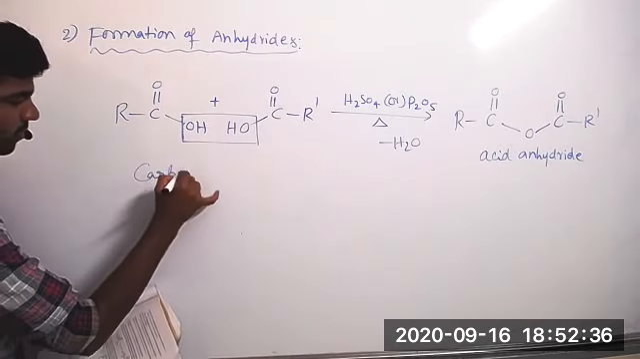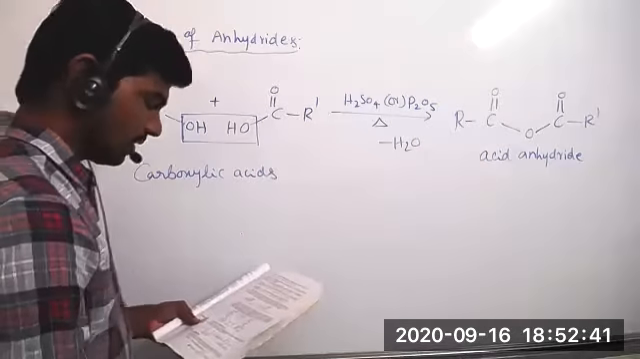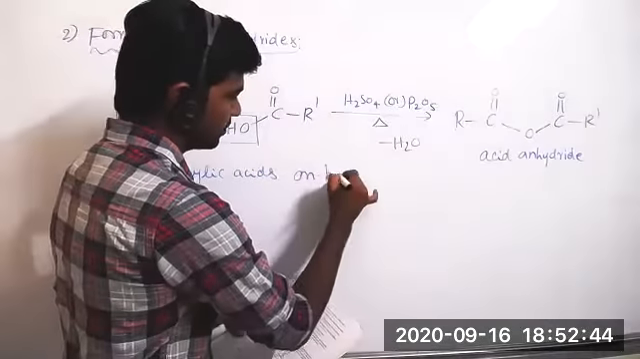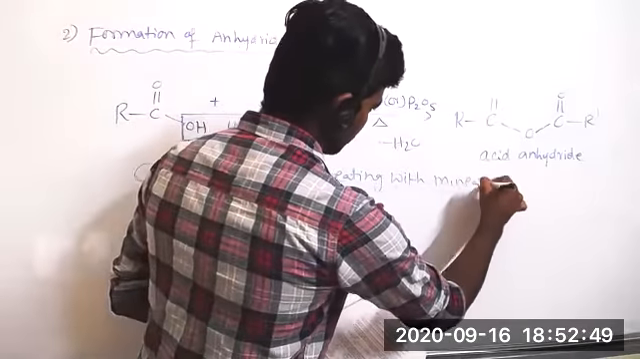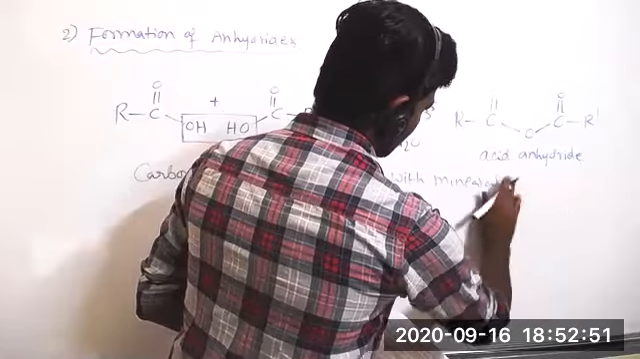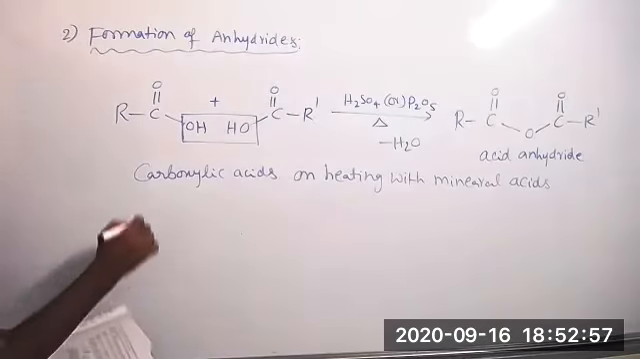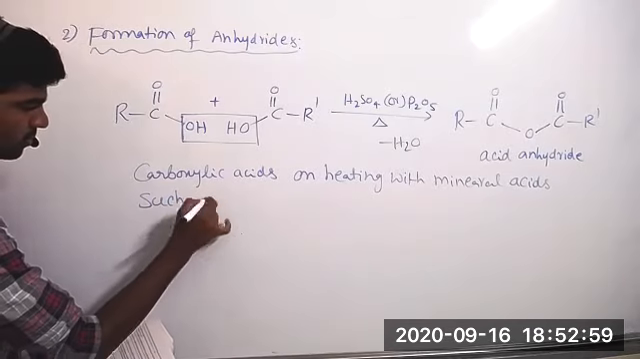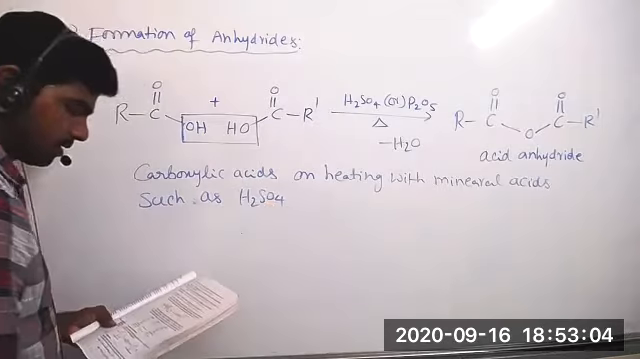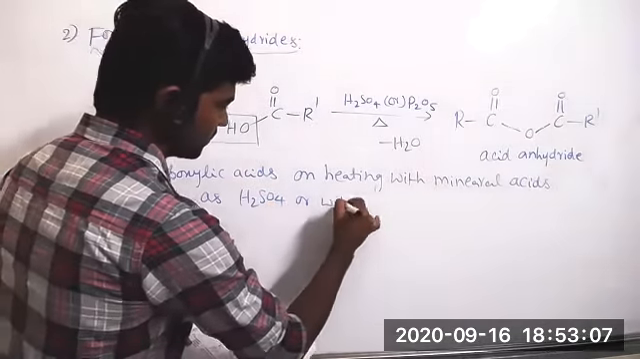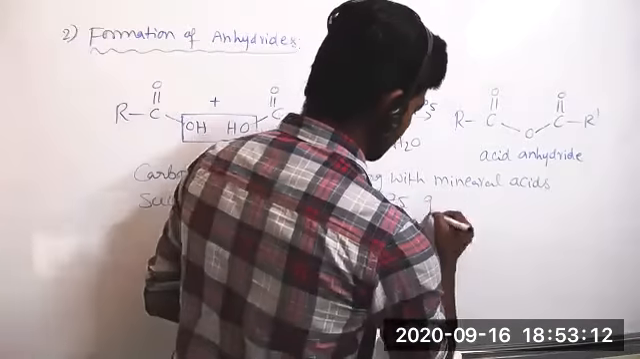Carboxylic acids on heating with mineral acids such as H2SO4 or with phosphorus pentoxide give corresponding anhydrides.